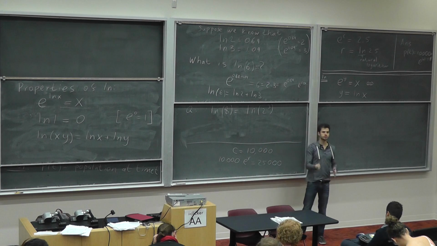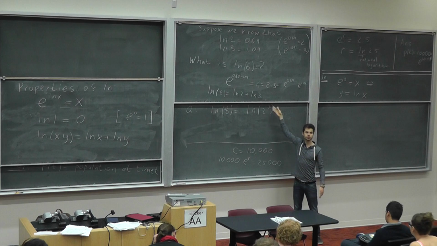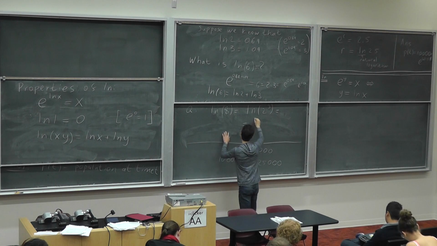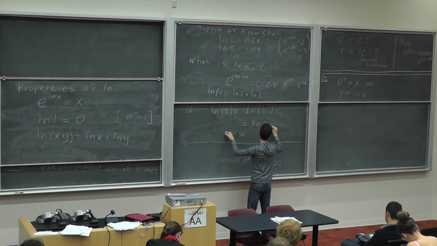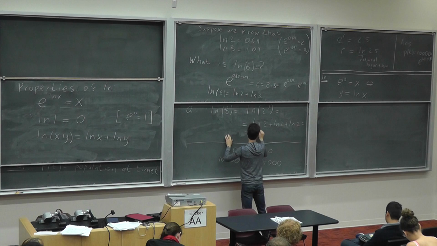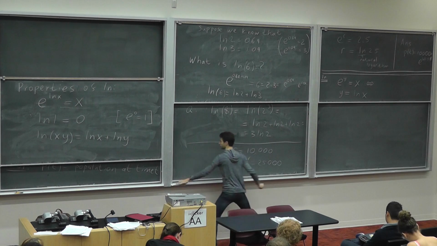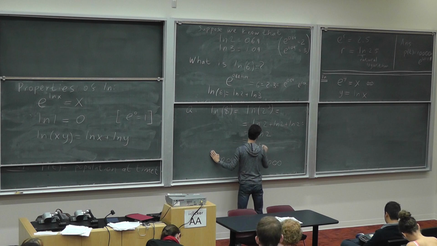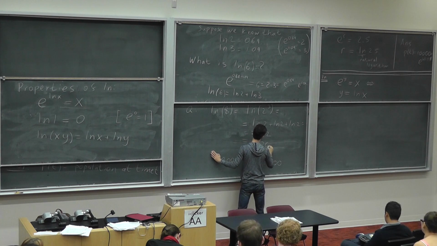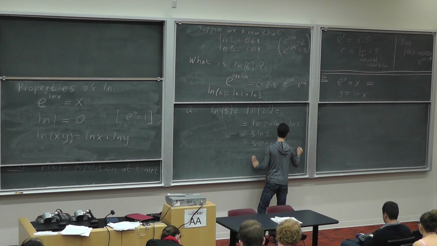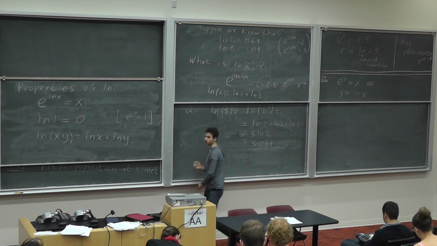So 8 is just 2 times 2 times 2, or rather 2 cubed. So if I want to get the result, it's going to be ln of 2 plus ln of 2 plus ln of 2, which is just 3 times ln of 2. And if I know this, well, I'll find what it is: 3 times 0.69 something, and then I'll compute what it is.